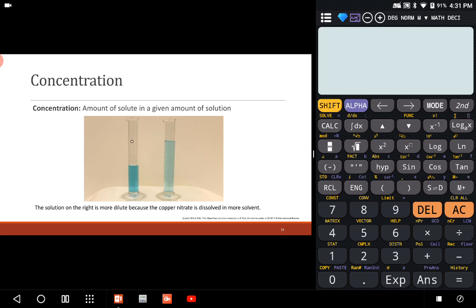If I was going to add more solvent to this, then the color would get lighter, much like it has in this one, because those copper nitrate particles are more spread out.